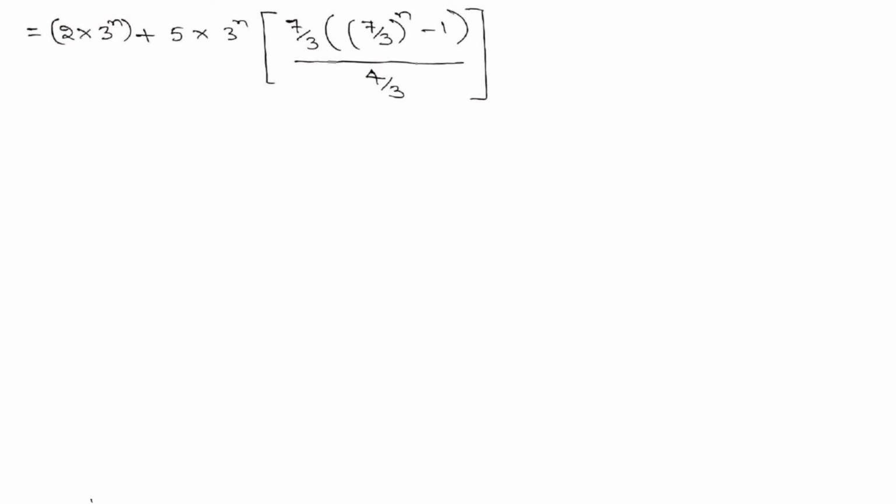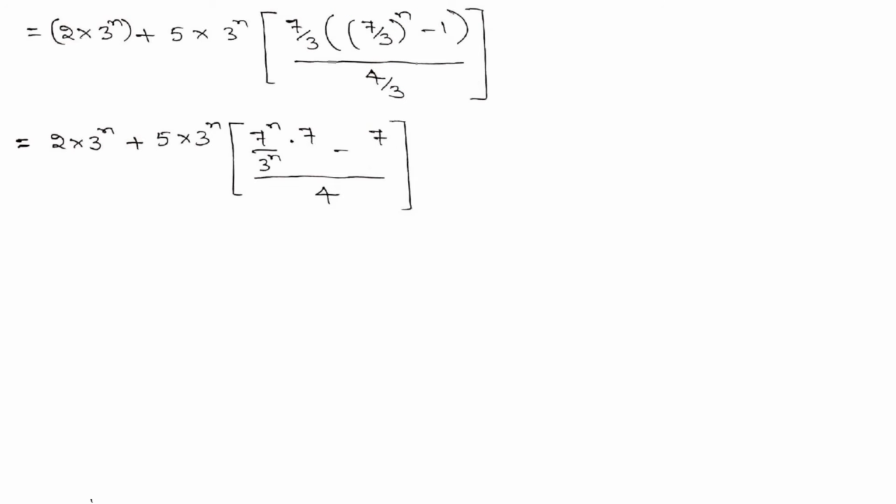If we take the LCM, we get this. Now here we can cancel this 3 and this 3, and we can multiply this 7 inside with this term and with this minus 1, and also we can split this power to 7 as well as to 3. Let us see all these changes in the next step.